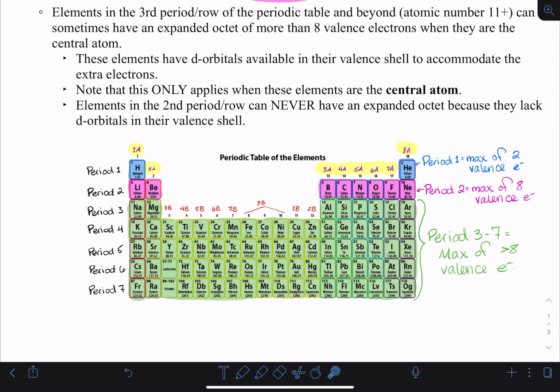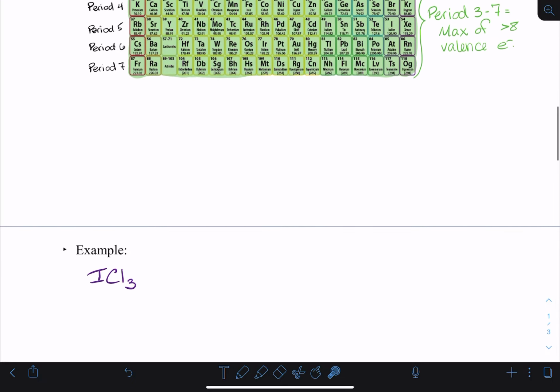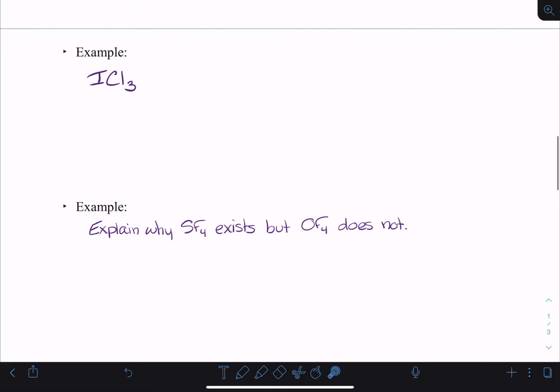There are some elements that break the octet rule really commonly. You'll see it on sulfur and on phosphorus a lot. They are probably the most common elements that you encounter that violate the octet rule. So we're going to look at one example of how we draw a structure that violates the octet rule. This is one where you'll see we have no other choice but to do that.